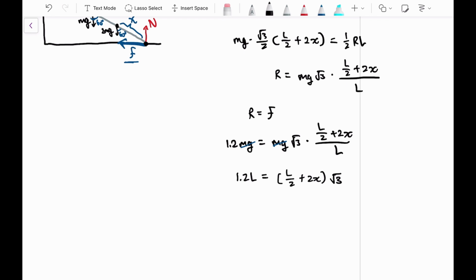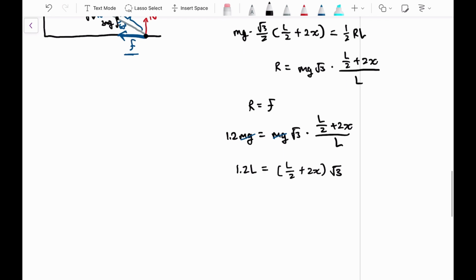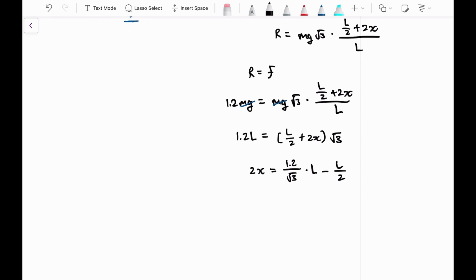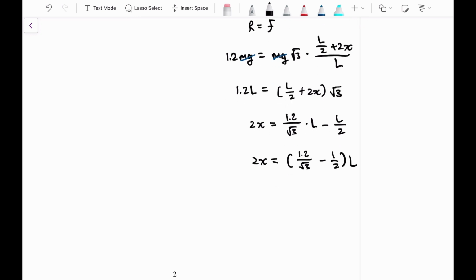And then we further simplify. We can divide the square root of 3 to the other side, and then what's left is 2x is equal to 1.2 over square root of 3 times L minus L over 2. Therefore, 2x is equal to, factoring L out, 1.2 over square root of 3 minus 1 over 2, times L, and then we divide by 2 on the other side.